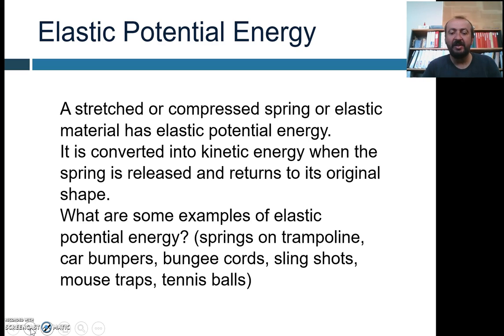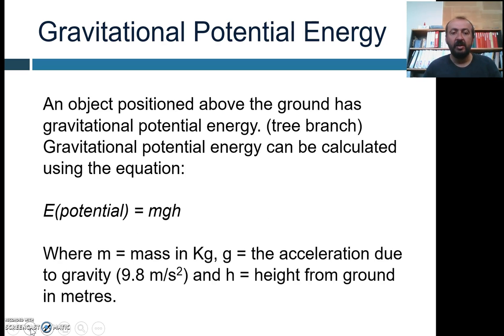And when the mouse touches that little lever, the energy of impact that kills it or traps it is stored in that spring. So that's what we call stored energy. Now, gravitational potential energy: an object positioned above the ground has gravitational potential energy, like something in a tree branch.